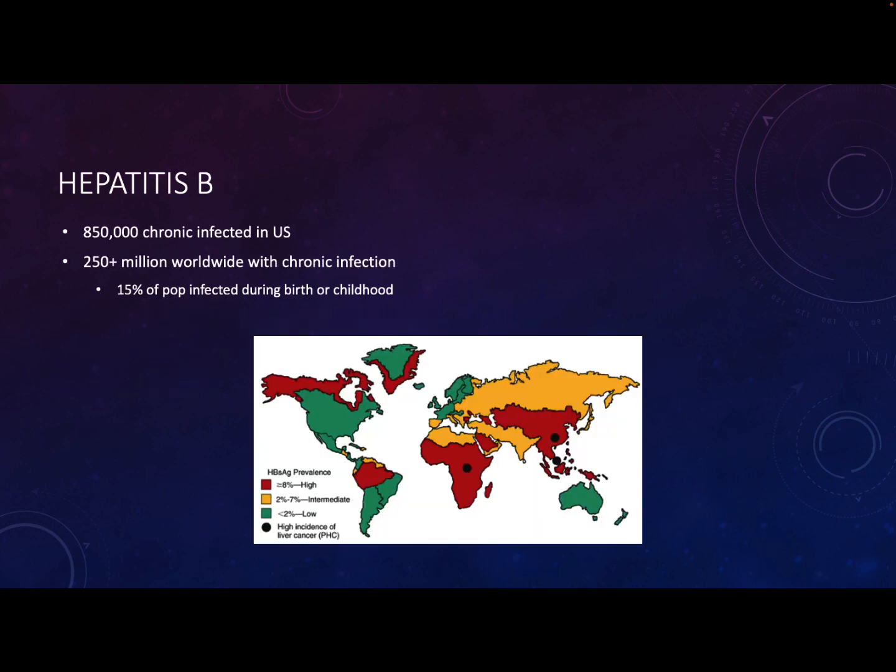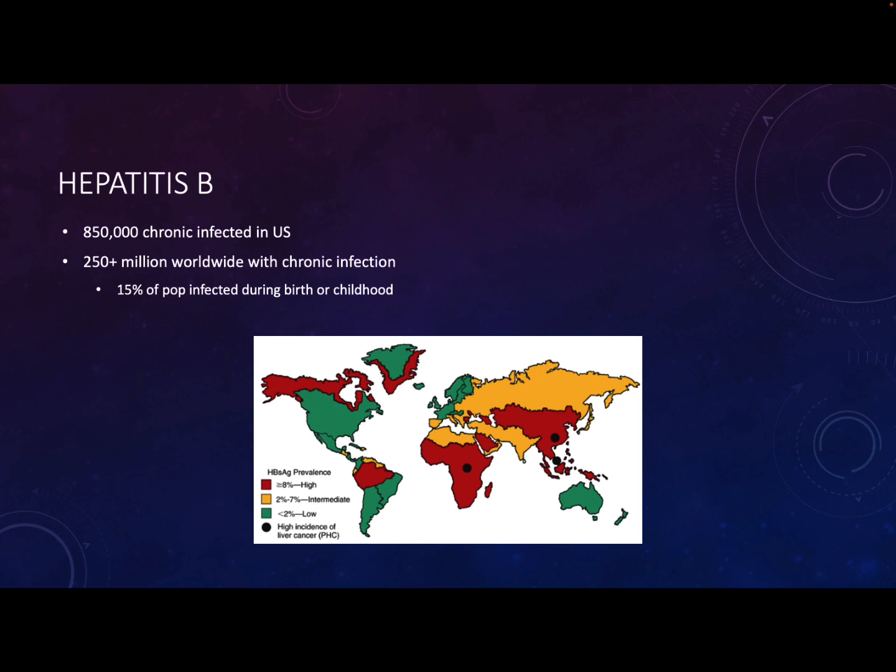Okay, so hepatitis B is pretty common. It's estimated that there are somewhere along the lines of 850,000 people chronically infected with hepatitis B in the US, over 250 million people worldwide. And this number is, again, worldwide, we're looking at approximately 15% of the population being infected with hepatitis B at birth or during early childhood.